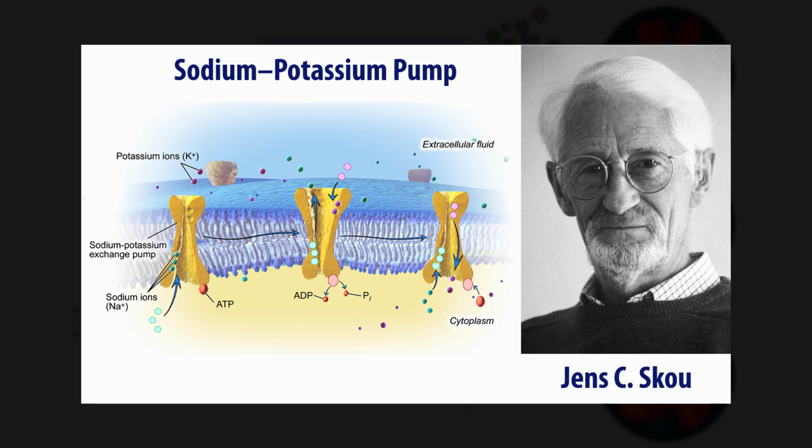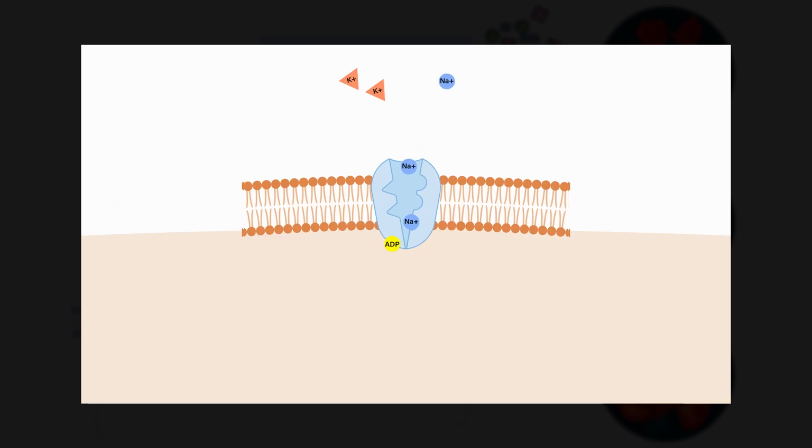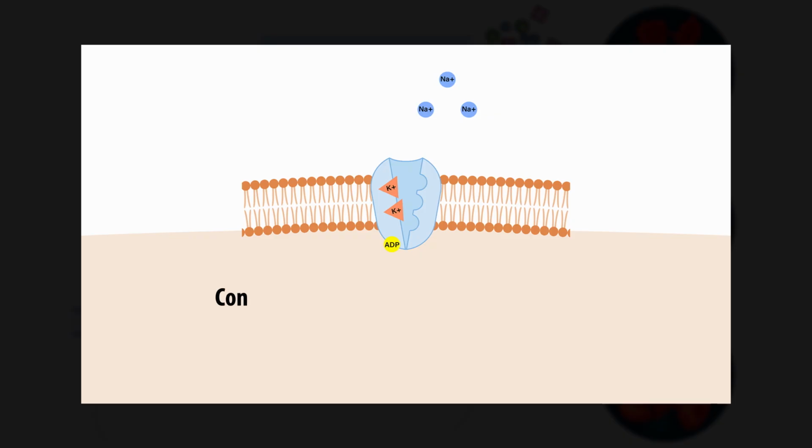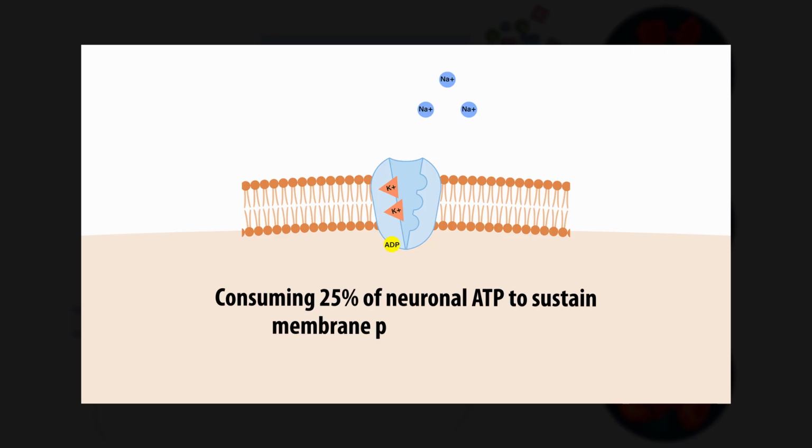The sodium-potassium pump, discovered by Jens Skou, who won the Nobel Prize in 1997, pumps 3 sodium out and 2 potassium in per cycle, consuming 25% of neuronal ATP to sustain membrane potential, which is around -70 millivolts.